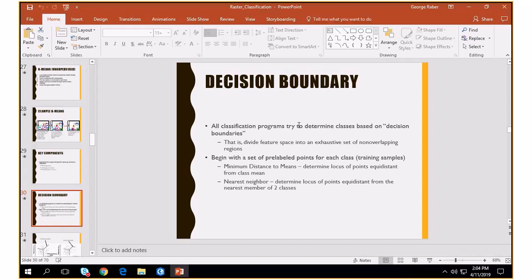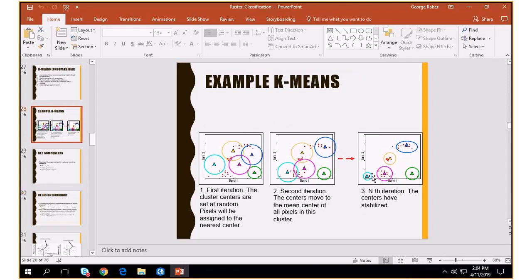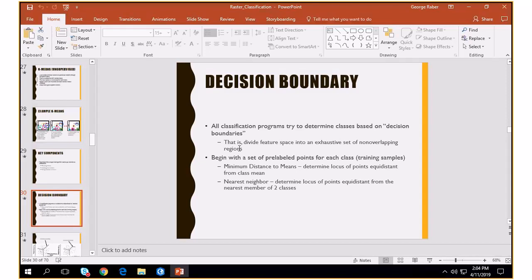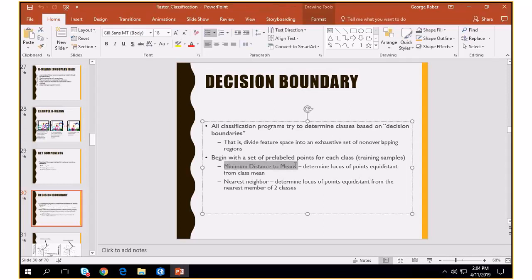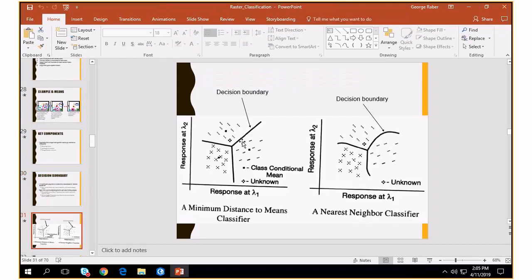Okay. All classification programs try to determine classes based on decision boundaries. So at the end, there'll be a boundary associated with each of these, not just ellipses. Every single pixel will fall into one of the classes. Okay. So one way that that's done is to find the minimum distance to the means, which determines the point's equidistance from a class mean. The second one is the nearest neighbor, which determines the point's equidistance from the nearest member of two classes. So here's some examples of that. Okay. So here's the decision boundary based on minimum distance to means. Here's a decision boundary based on nearest neighbor classification. They're not really all that different, especially in these two cases.